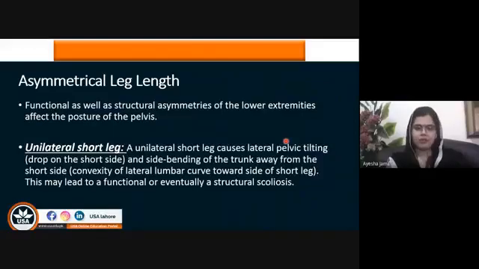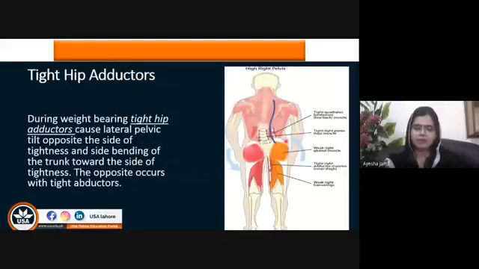So, obviously, asymmetrical leg length can be a unilateral shortened leg or a unilateral long leg. A unilateral short leg causes lateral pelvic tilt. Obviously, if the leg on one side is shortened, it will cause the pelvis to drop or be elevated on one side. So the pelvis drops on the shortened side, and side bending will be seen away from the side of the shortened leg. Let me give you an example.